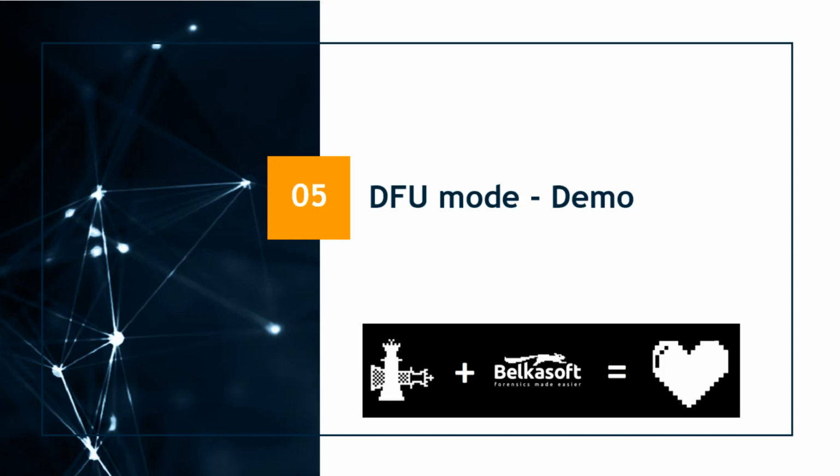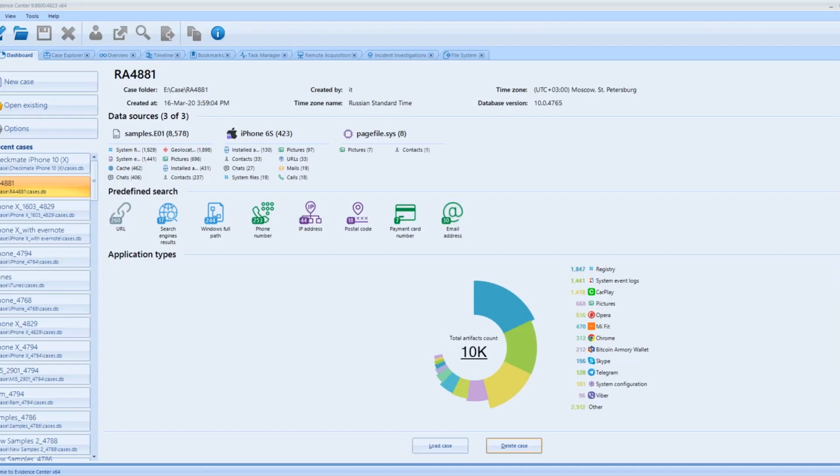Okay, so let's move on to live demo. For this webinar demo, we selected 3 iPhone models, iPhone 6, 7, and X. So let's move on to the demo. Here we have an iPhone 6 connected to the PC. Belkasoft Evidence Center is launched and ready to start.